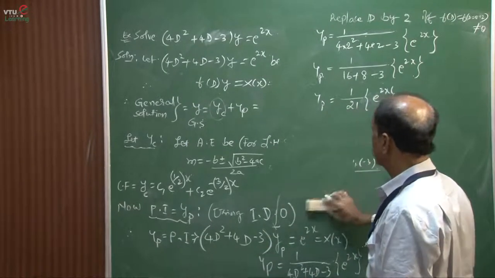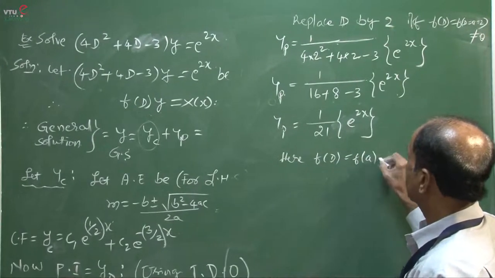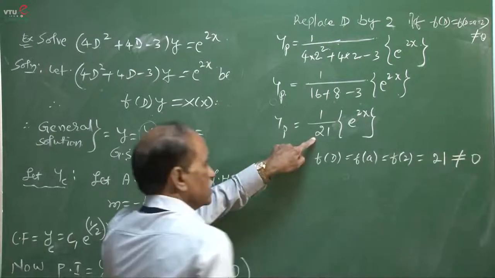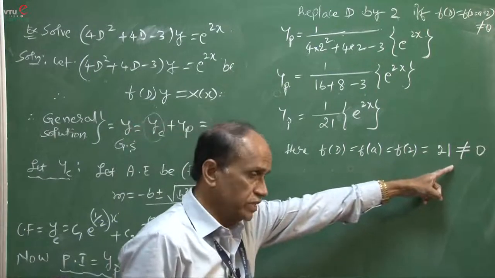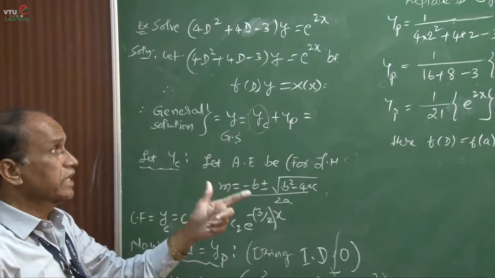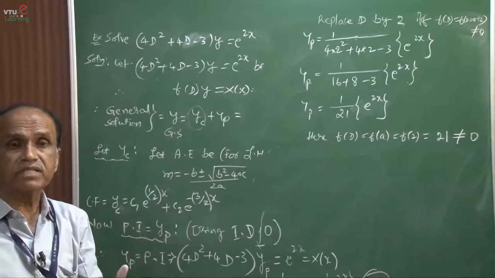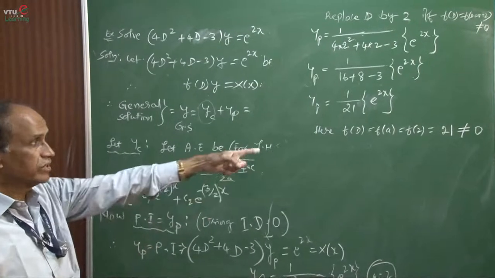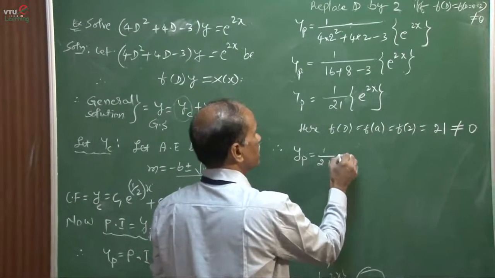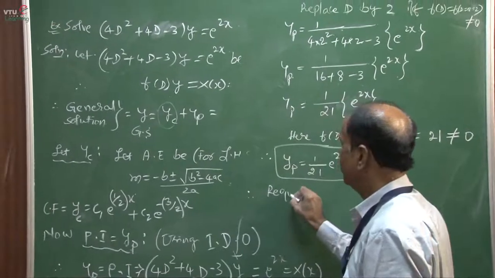Then you can give your conclusion here: f of D equal to f of a equal to f of 2 equal to 21, which is not equal to 0. That means the denominator simplification gives us 21, which is not equal to 0. Then it is not the case of failure. If in place of 21 you had calculated the denominator as 0, by coincidence, if the denominator leads to 0, then you will claim that it is the case of failure. But here it is not the case of failure, because we got a non-zero number, 21. Therefore, your yp finally takes the value 1 divided by 21 e to the power 2x. This is your solution for the particular integral. Therefore, the required solution you have to write.